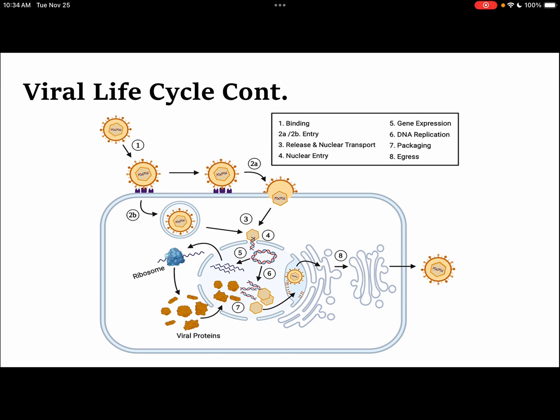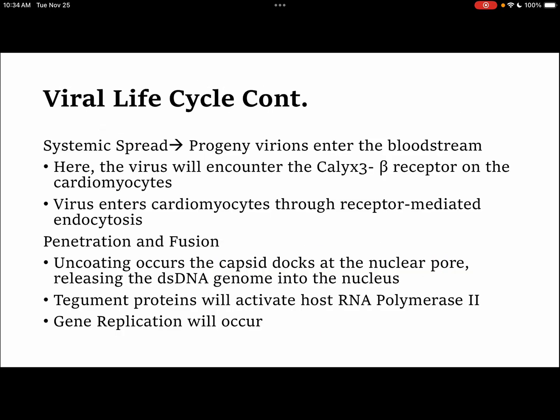This lytic release and spread between these neighboring heart cells is what's going to cause viral myocarditis, which will drive the major pathology of CMV1, which we will discuss later. And these are just the main points I brought up throughout the diagram.